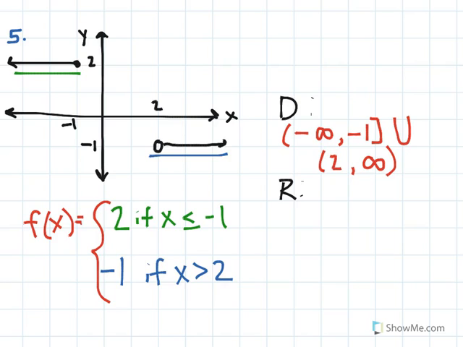And the range, the y values, we only see two different y values. So this isn't going to even be expressed as an interval. It's just going to be a list of two different values. We see y equals 2 and we see y equals -1. And so that is going to be the range of our graph.